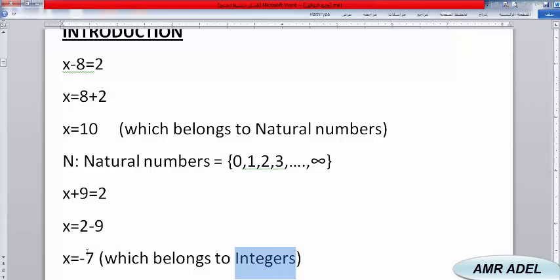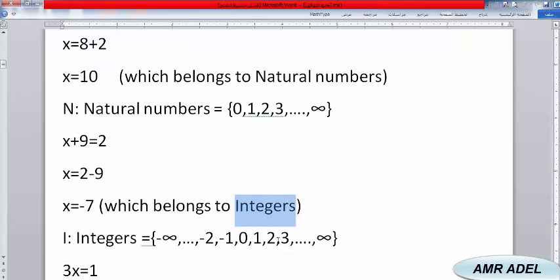Integers are what? All the positive numbers and the same numbers but with the negative sign. So integers include positive numbers and negative numbers. Okay, all the numbers but with the two signs, negative and positive.